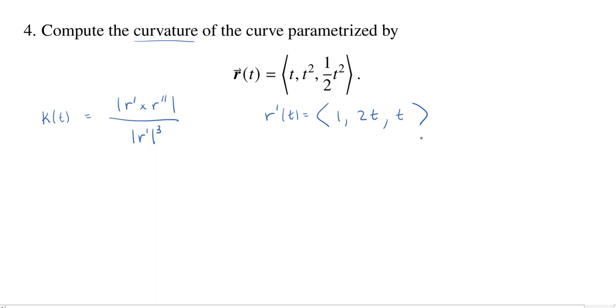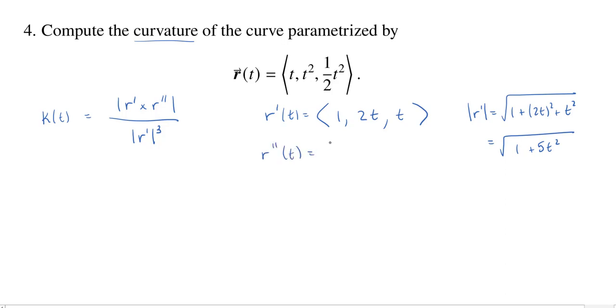We're going to need the magnitude at some point, so we might as well compute that while we're at it. The magnitude of r prime will just be the square root of the sum of the squares. So we get the square root of 1 plus 2t quantity squared plus t squared. Well, 2t quantity squared is 4t squared, and then you have another t squared, so we end up with the square root of 1 plus 5t squared. All right, what else do we need? We need r double prime.